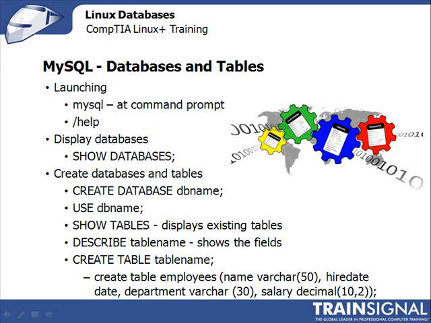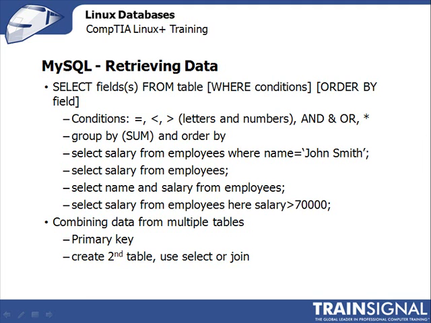John Smith, which would pull John Smith's salary. Or you could try select salary from employees, which will get you a list of all salaries from the table. Select name, salary would get you both, of course, the name and the salary. And you could use an operator like greater than, like select salary from employees where salary is greater than 70K.